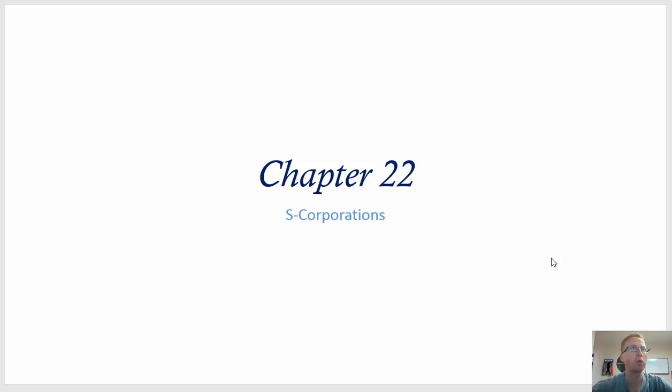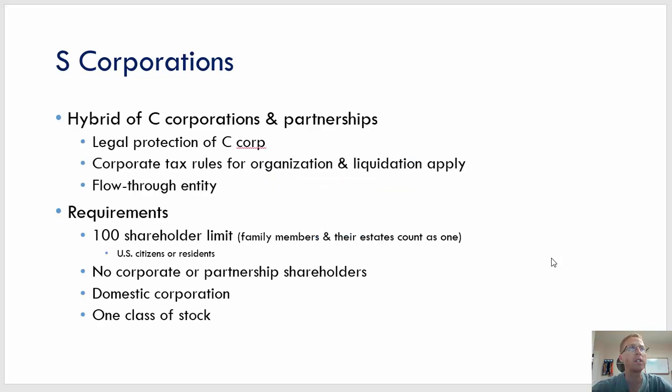Okay, so S corporations, chapter 22. S corporations have characteristics of both C corporations and partnerships. They offer the legal protection of a C corp. They have the same exact rules for formation and liquidation as C corps. So keep that in mind. You learn the C corp rules, you're sort of learning the S corp rules at the same time. And at the same time, having said that, they're a flow through entity just like a partnership.